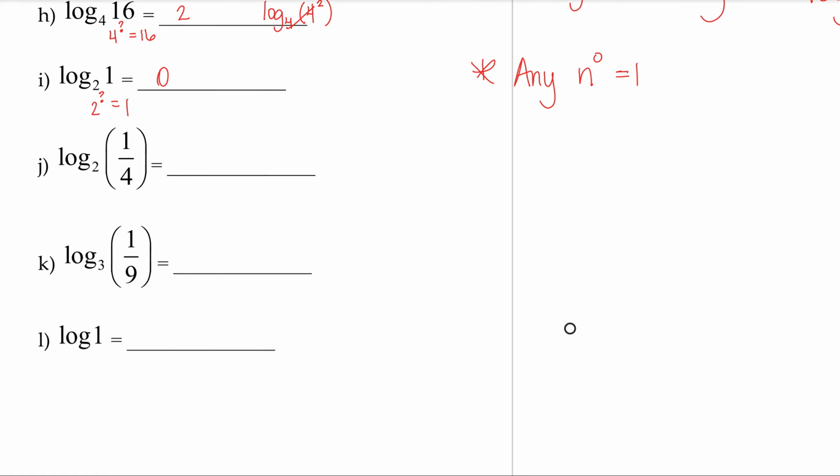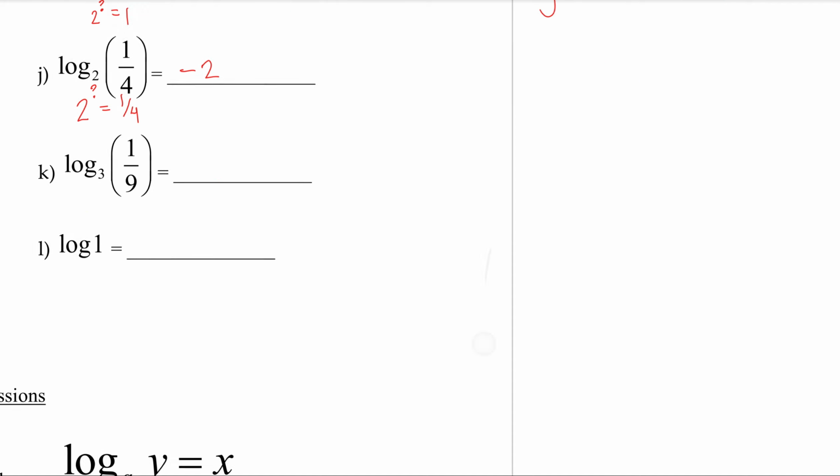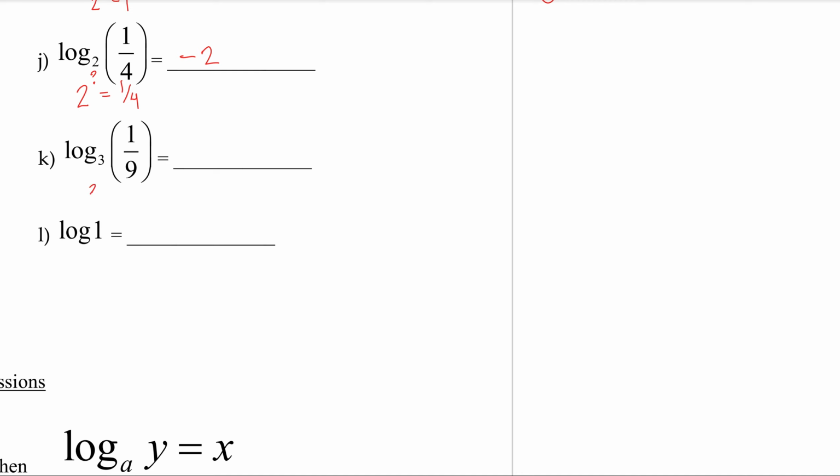All right, well, then we have 2 raised to what power is equal to 1/4? Well, it has to be negative in order for it to become a fraction. And of course, to get a 4, it needs to be a square. So a -2. Again, 3 raised to what power is equal to 1/9? I know that it has to be negative to make it a fraction. And to make that a 9, it has to be a square.